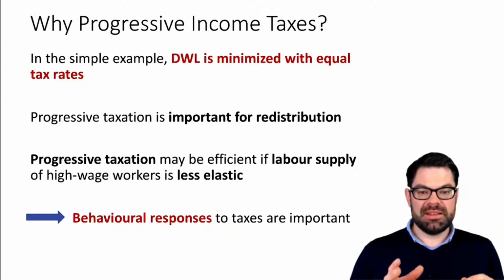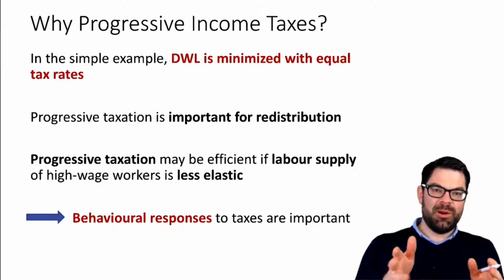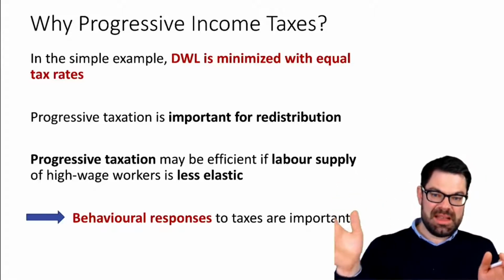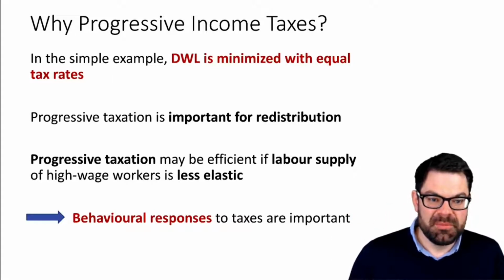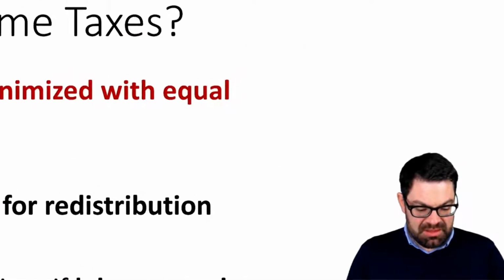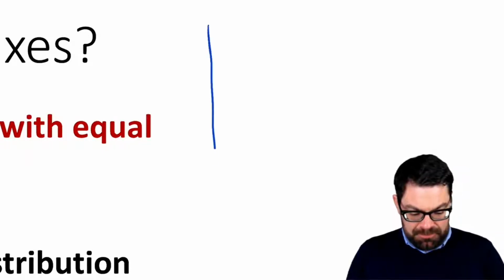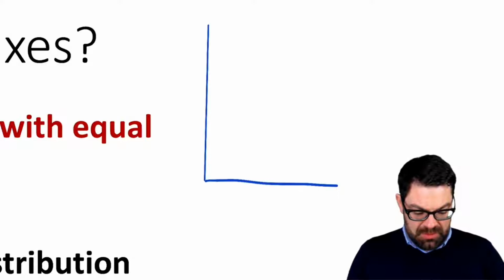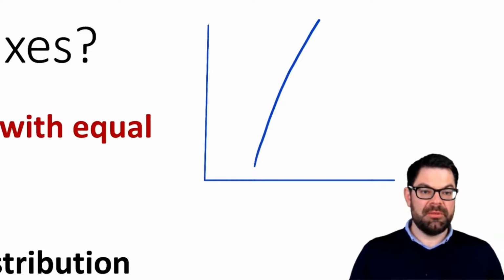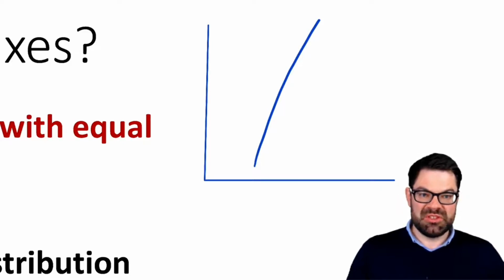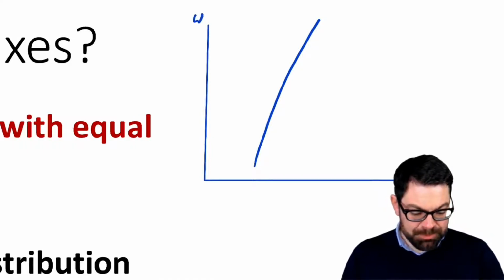And the reason for that is that if the labor supply of high wage earners is less elastic than that of low wage earners, it may actually be more efficient than other taxes. So think about it the following way. Suppose you have a supply curve that is very, very steep. So we have very inelastic supply. So it's almost vertical. It's not quite vertical, but almost. So we have the wage here and employment here.